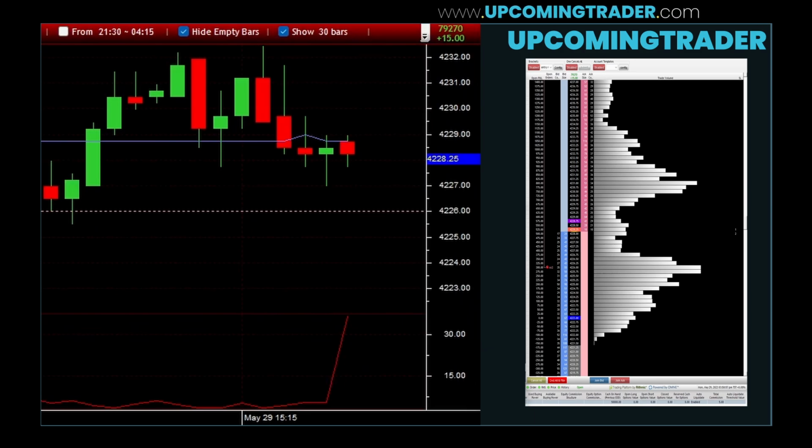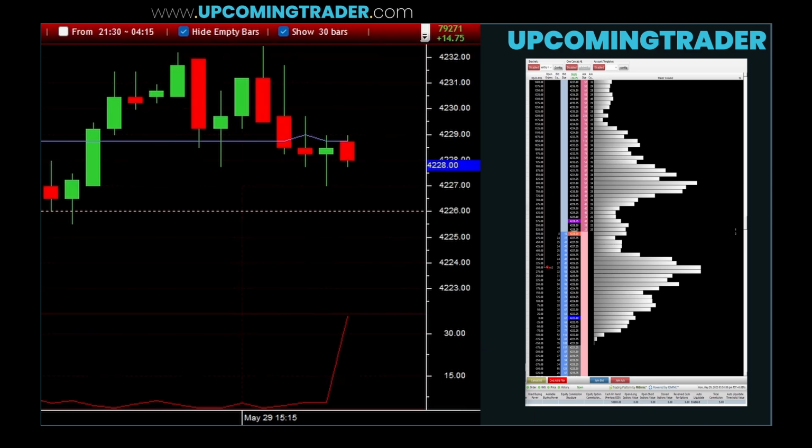Next, pay attention to something called support and resistance levels. Support is the level where the stock seems to stop falling and starts going back up.